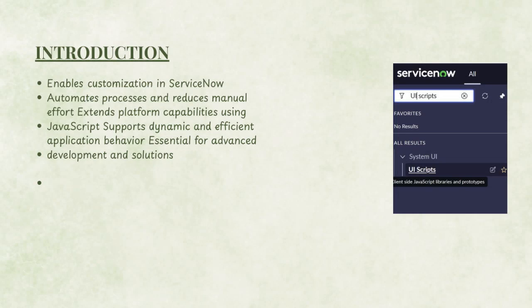Now, let's take a look at how ServiceNow enables customization to meet your unique needs. It automates processes, which means it can handle routine tasks seamlessly, freeing up your time for more strategic work. This automation also helps reduce manual effort, minimizing errors and increasing efficiency. Additionally, the platform extends its capabilities through JavaScript, allowing for more tailored and dynamic application behavior. This flexibility supports creating solutions that are not only powerful, but also adaptable to changing requirements. Overall, these features are essential for advanced development, helping you build more sophisticated and effective solutions within ServiceNow.